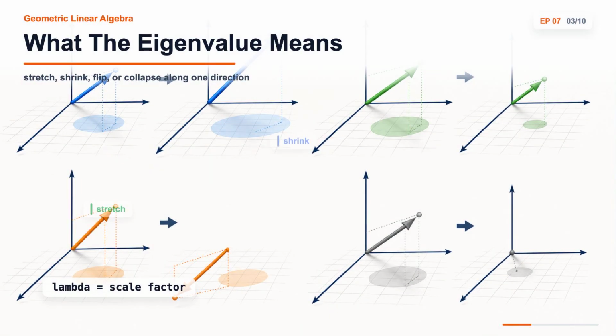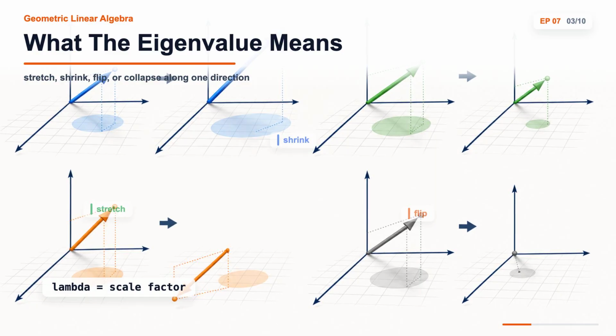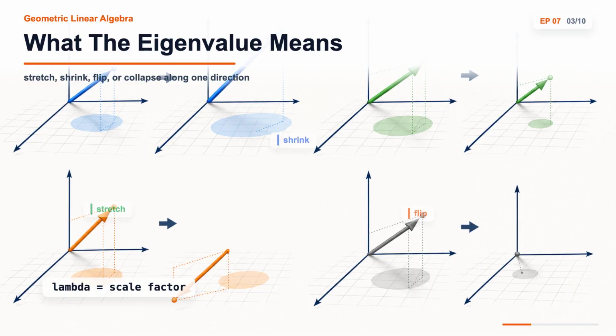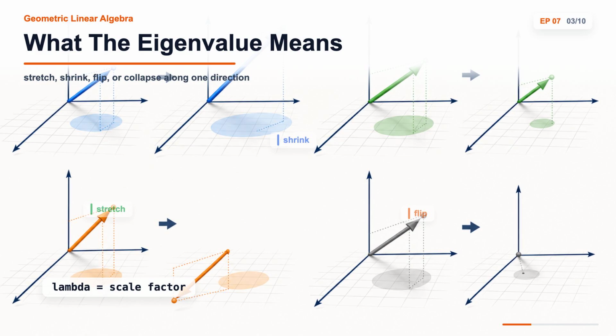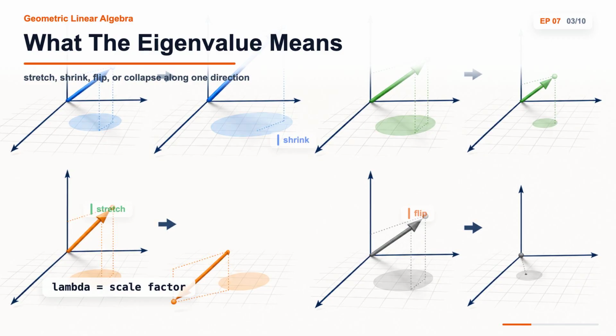The eigenvalue describes the action along an eigenvector direction. If the eigenvalue is greater than 1, the vector stretches. If it is between 0 and 1, the vector shrinks. If it is negative, the vector flips to the opposite side of the origin. If it is 0, that direction collapses to the origin. So an eigenvalue is a geometric construction attached to a stable line.